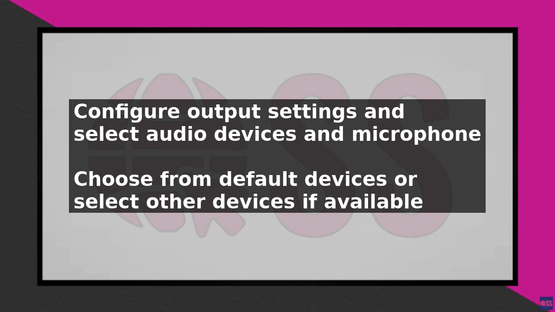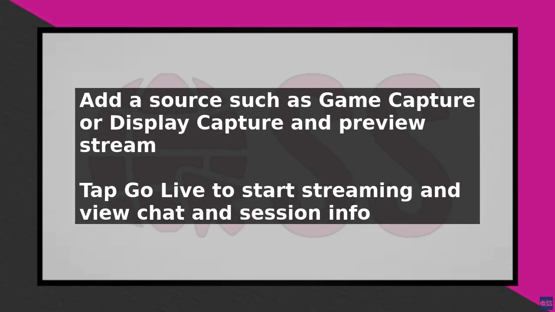If you want to add a webcam, tap the plus icon, select Video Capture Device, and add the source. You can adjust the size and position of your webcam in the preview. When you're ready to start streaming, tap Go Live.